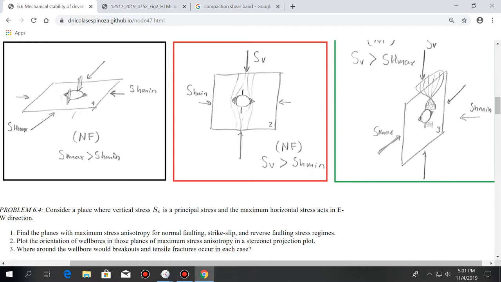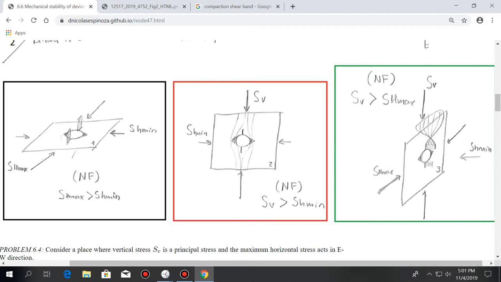A corollary of what would happen: we say what is the maximum plane of principal stress and what is the direction of that principal stress, that will also dictate where the breakouts happen. In a horizontal wellbore, that depends on the direction of the horizontal stress. On a vertical wellbore, that would depend on which stress is the highest. For example, under normal faulting, the maximum stress is vertical, minimum is horizontal, so the breakouts would happen on the sides of the wellbore.